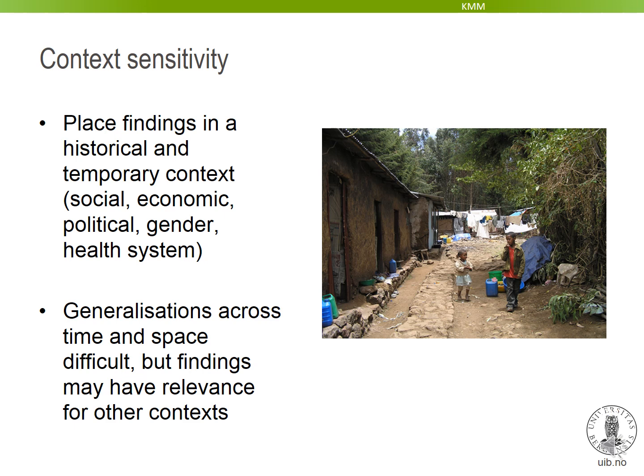Qualitative data does not make much sense unless they are placed in their historical and temporal context. It could be the social, economic, and political context, or it could be the health systems context or the local community context. This is why generalization in statistical terms is difficult from qualitative data. Even so, the findings may be highly relevant in other contexts, but that is not given.